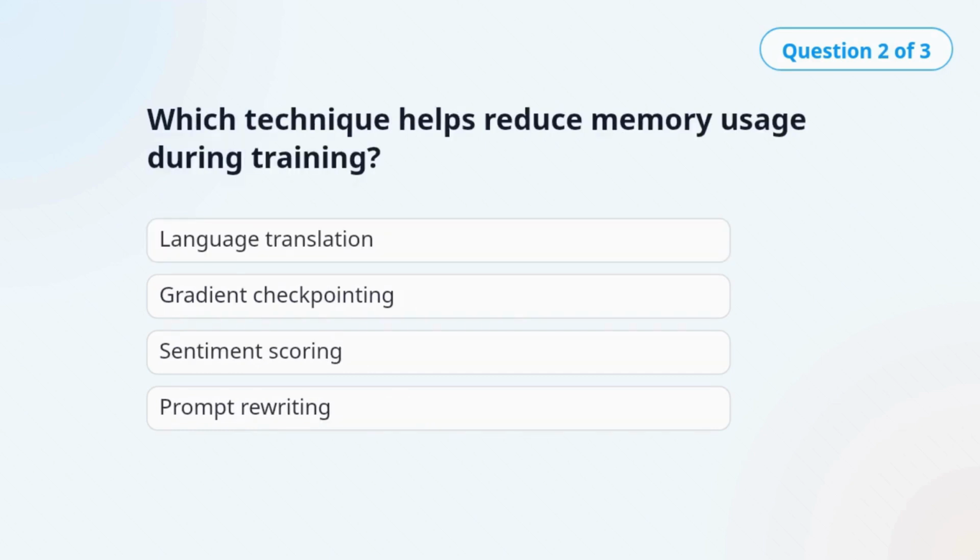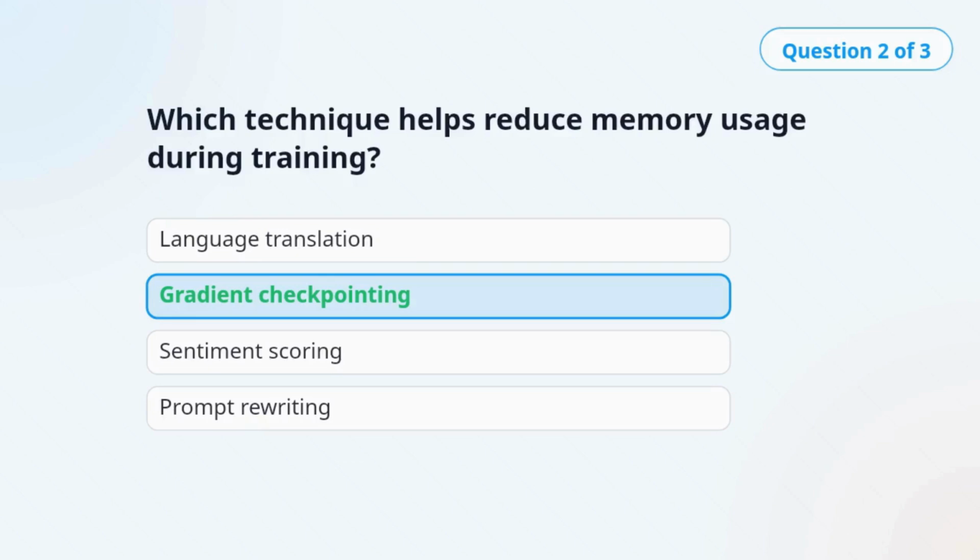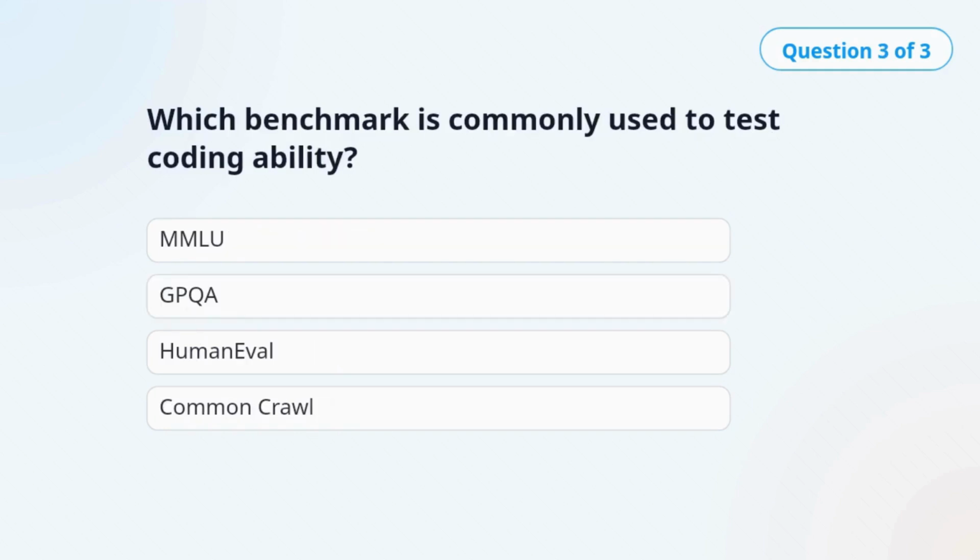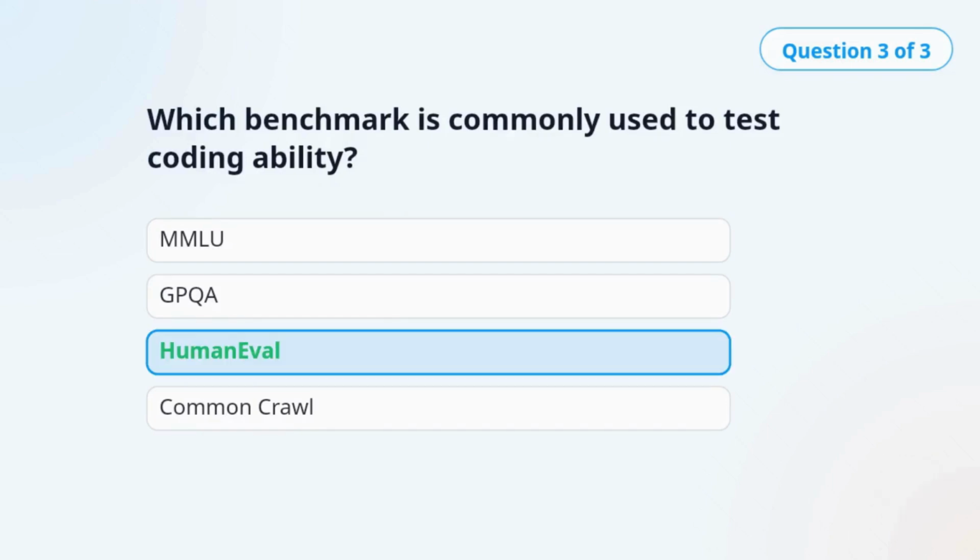Question 2. Which technique helps reduce memory usage during training? The correct answer is gradient checkpointing. Gradient checkpointing saves memory by storing fewer intermediate activations and recomputing some values when needed. Question 3. Which benchmark is commonly used to test coding ability? The correct answer is HumanEval. HumanEval is widely used to assess whether a model can generate correct and functional code.